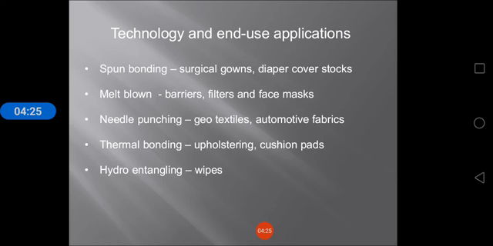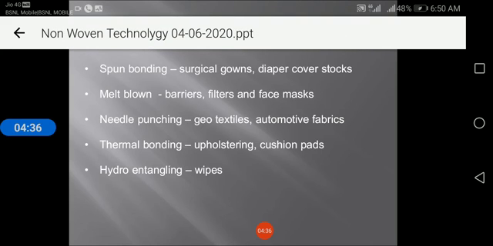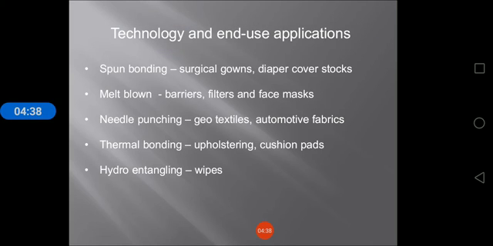Technology and end use of applications of nanowinds. The technology developed depends entirely on the nanowind being highly technological. Parallel laid and cross laid orientations are special reasons for mechanical systems, technically used for direct polymer to web, orientation of fibers, and mechanical systems, pneumatic system, and static charges.